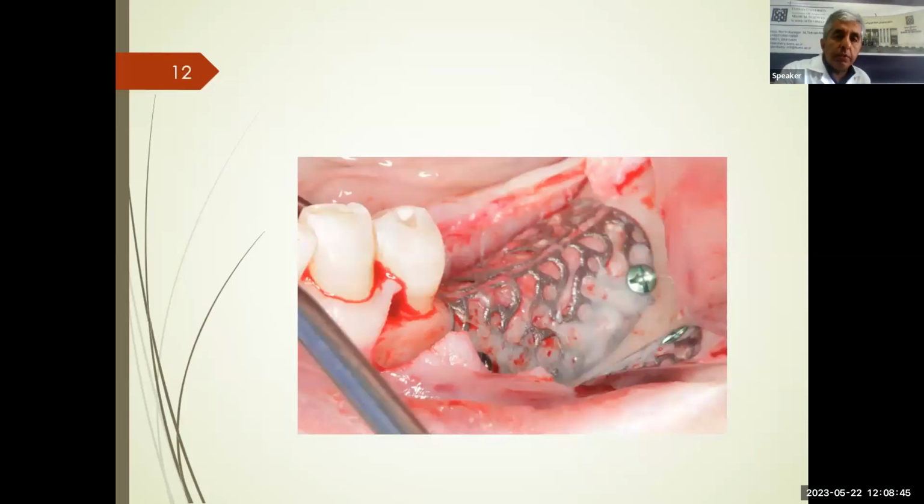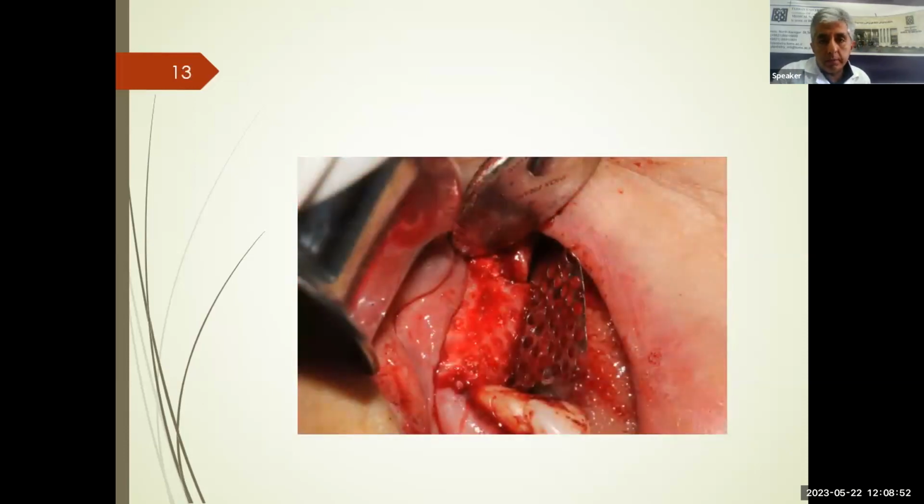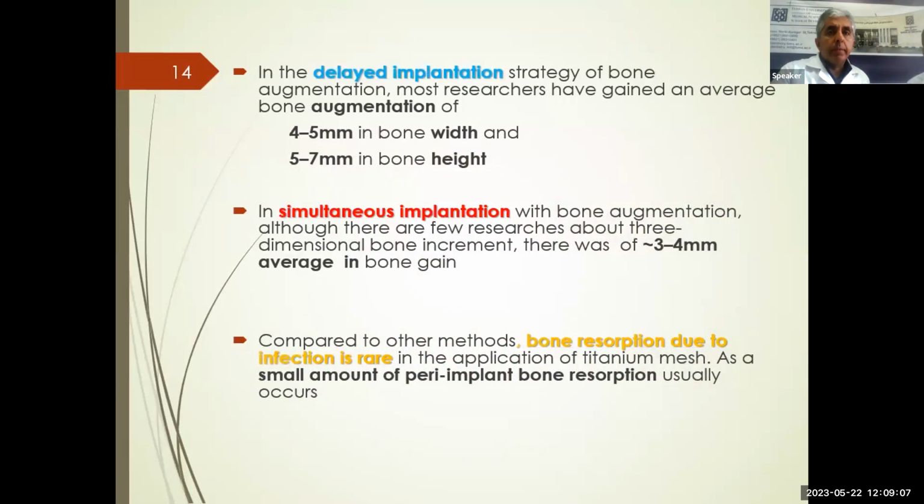You can see the formation of the pseudoperiosteum underneath the titanium mesh. So here is the application of the titanium mesh, where the space will be filled by a mixture of autogenous graft with, for example, xenograft. In delayed implantation, we can augment 4 to 5 millimeter in width and 5 to 7 millimeter in bone height. In simultaneous implantation, although there is little research about these issues, we can gain almost 3 to 4 millimeter on average in bone gain.